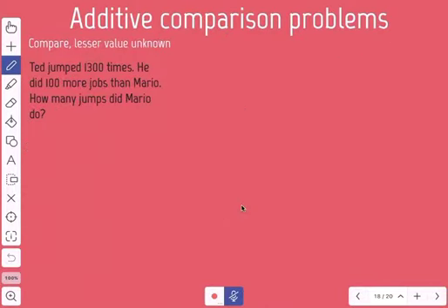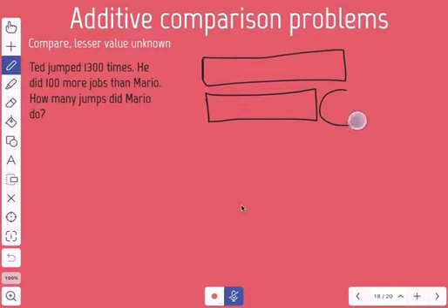So before I even read the problem, I can set up my diagram, because you always draw it the same way. That's a really bad example because my circle shouldn't go past my rectangle, but we'll go with it. Ted jumped 1,300 times. He did 100 more jumps than Mario. How many jumps did Mario do? Well, who was more? Ted. Who was less? Mario.